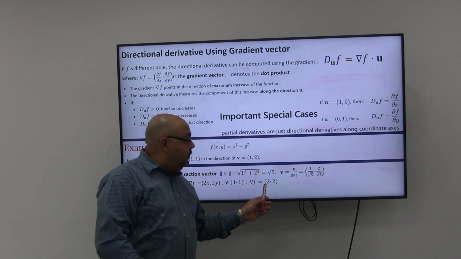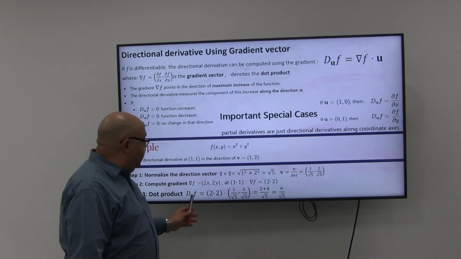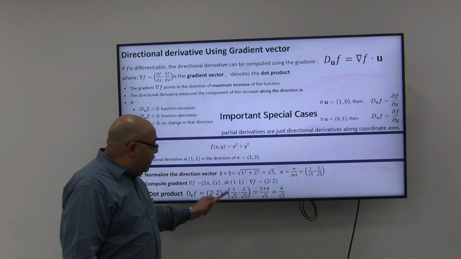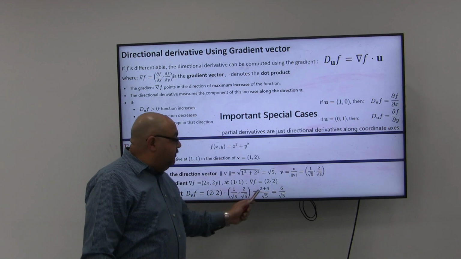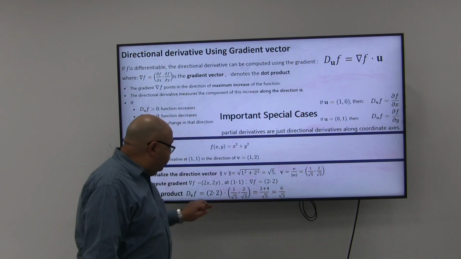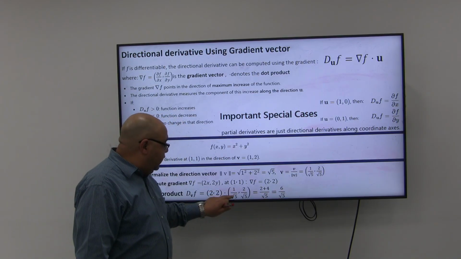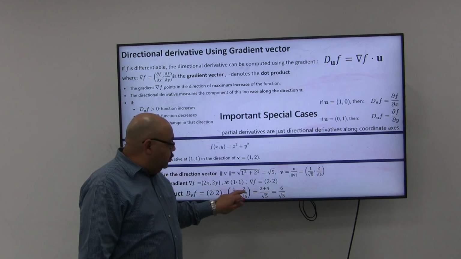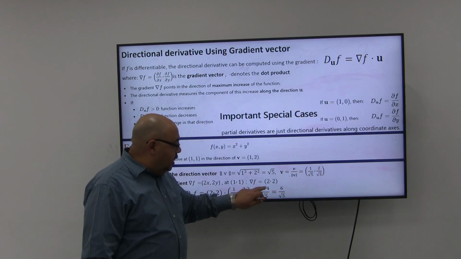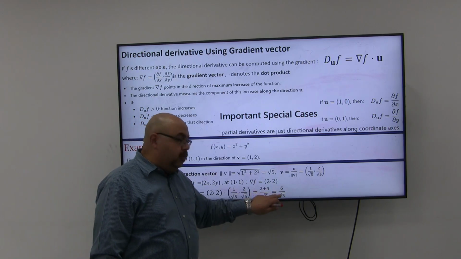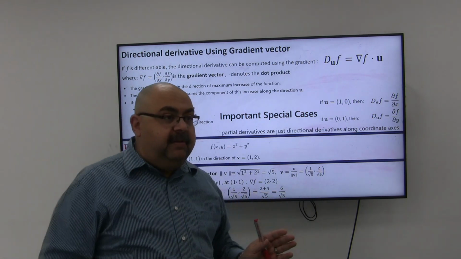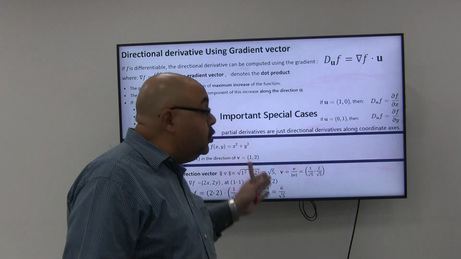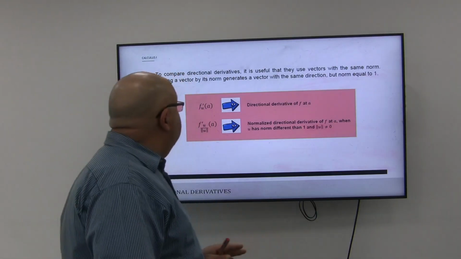The third step is to multiply both of them together. That's the gradient vector times the vector that I have. Multiplying, of course, 2 times 1 over root 5 is 2 over root 5, and 2 times 2 over root 5 is 4 over root 5. Adding them together, it's 6 over root 5, as you can see. It seems like I missed the addition in the previous solution. As you can see, it's really very simple.